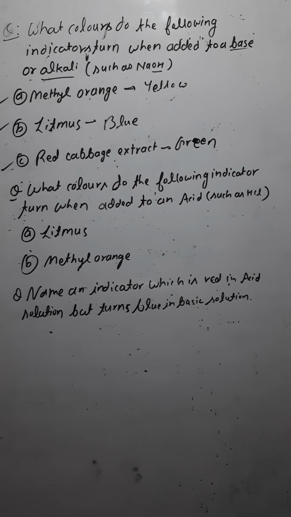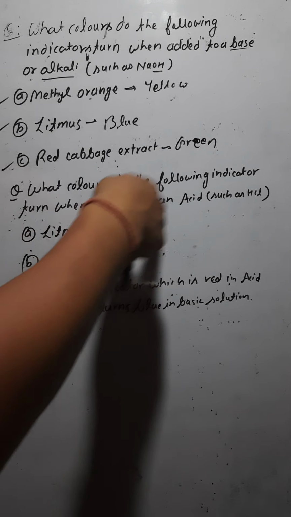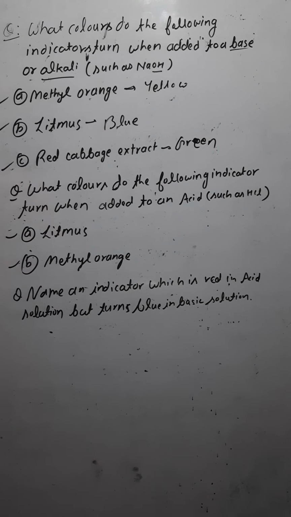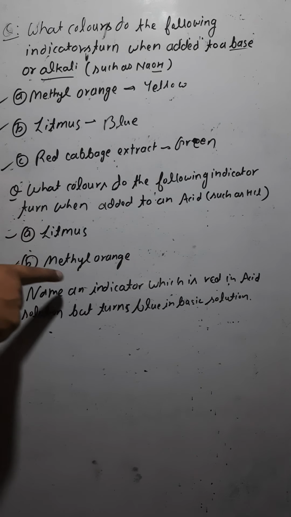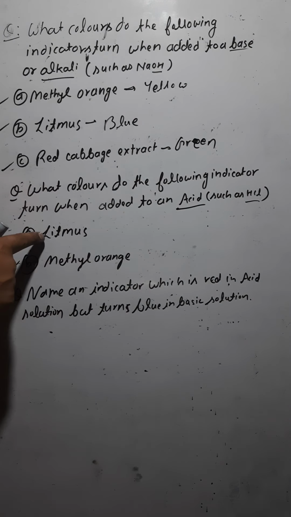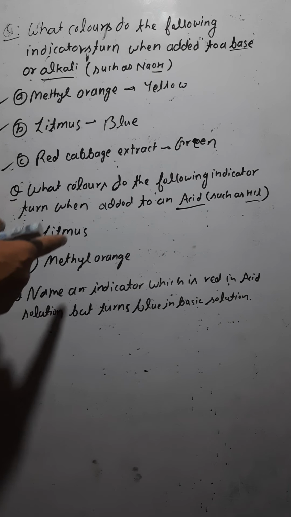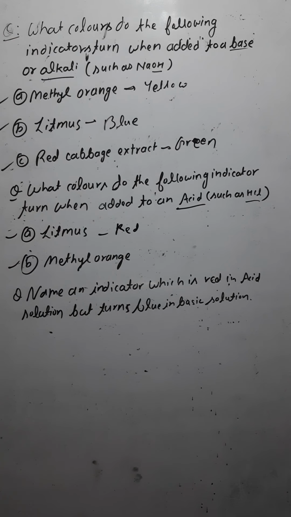Now the next question is, what colors do the following indicators turn when added to an acid? These two indicators have been given to you. In the earlier case we were adding the indicators to a basic solution. Now you are adding the indicators to an acidic solution. Let's say we have hydrochloric acid, HCl. When you are adding litmus and methyl orange to an acidic solution, which color would they give? If you are adding litmus there, it would give red color. So it gives red color in case of the acid.